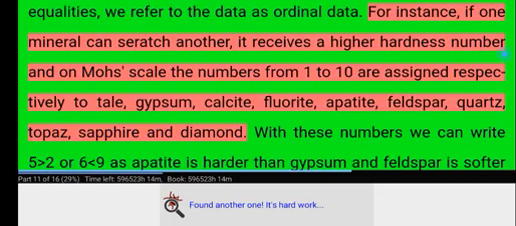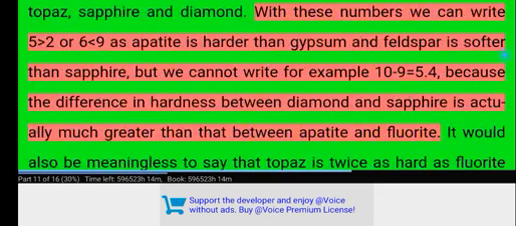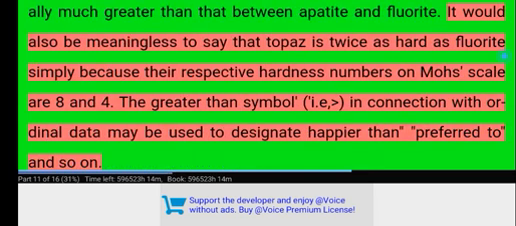For instance, if one mineral can scratch another, it receives a higher hardness number, and on the Mohs scale the numbers from 1 to 10 are assigned respectively to talc, gypsum, calcite, fluorite, apatite, feldspar, quartz, topaz, sapphire and diamond. With these numbers we can write 5 greater than 2 or 6 less than 9, as apatite is harder than gypsum and feldspar is softer than sapphire, but we cannot write, for example, 10 minus 9 equals 5 minus 4, because the difference in hardness between diamond and sapphire is actually much greater than that between apatite and fluorite. It would also be meaningless to say that topaz is twice as hard as fluorite simply because the respective hardness numbers on the Mohs scale are 8 and 4.